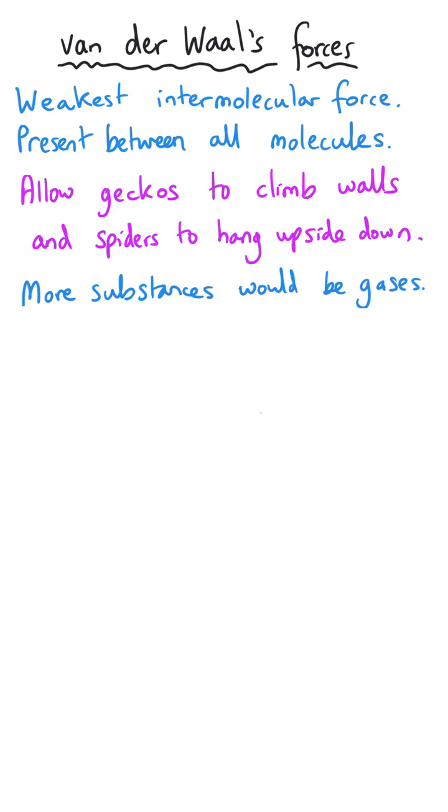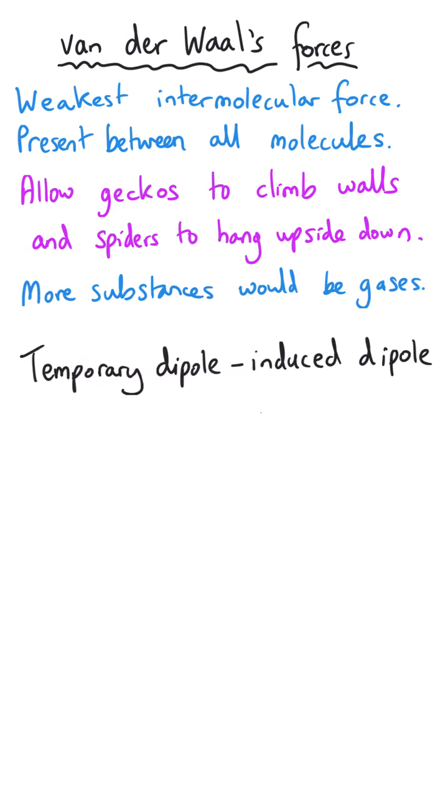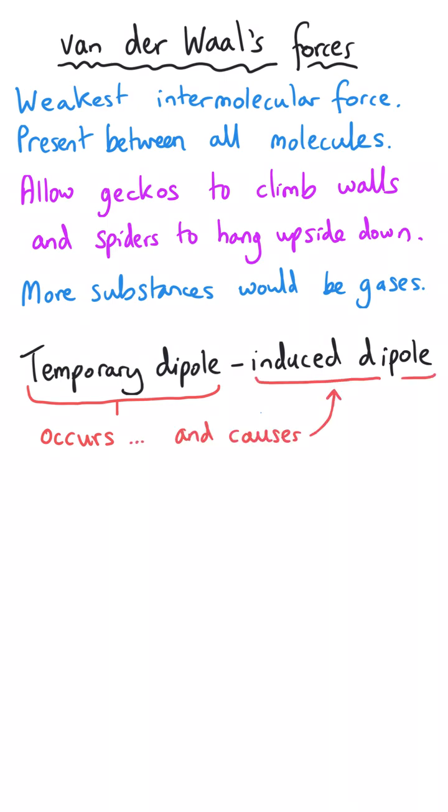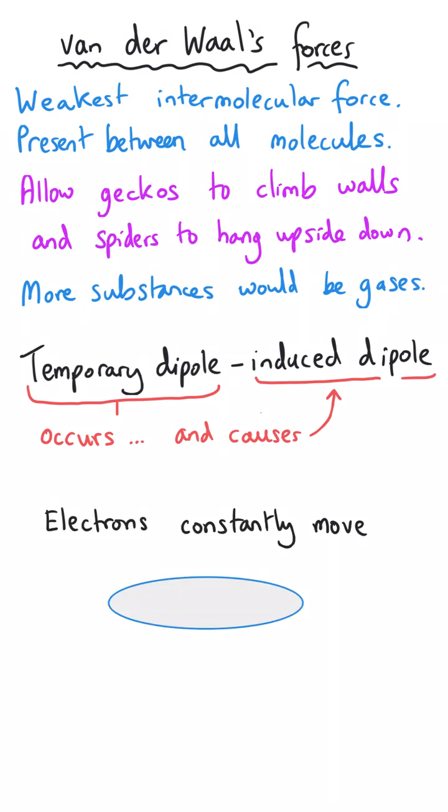Van der Waals forces are sometimes known as temporary dipole, induced dipole, and that's actually a really helpful name because it helps us to understand how the force actually comes to pass. First of all, it's important to note that electrons are not static and they are moving all the time within their orbitals. So this means that at any particular moment, there could be more electrons in one part of a molecule than another, as I'm showing here.